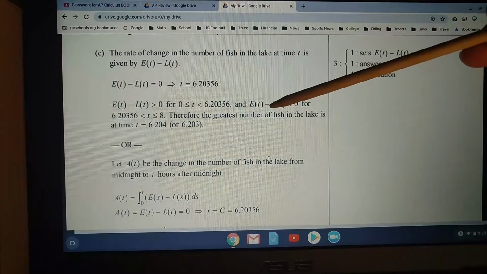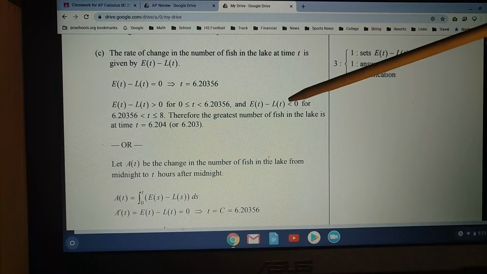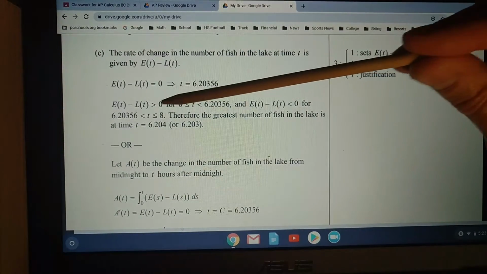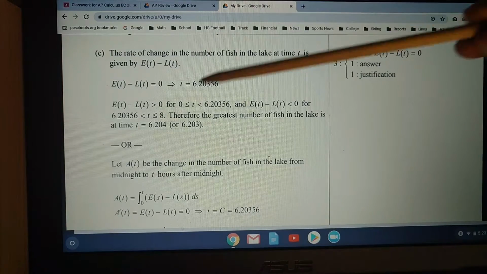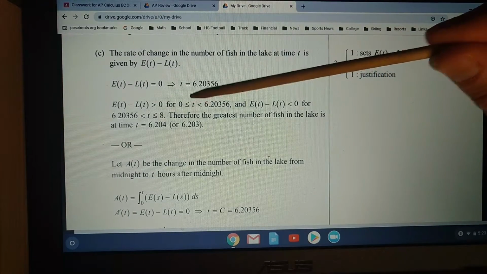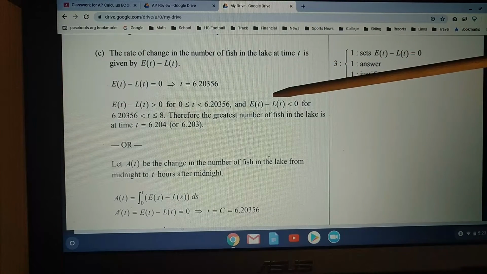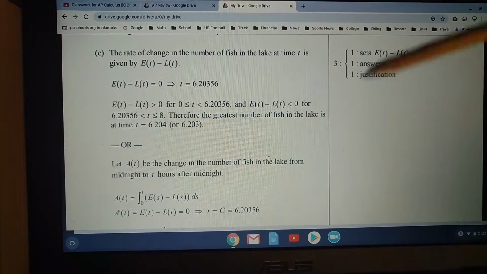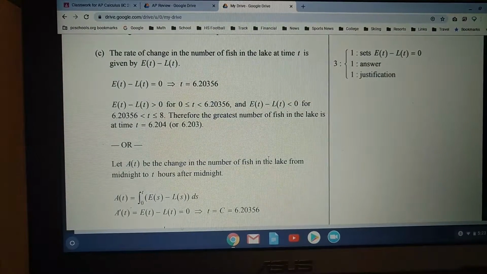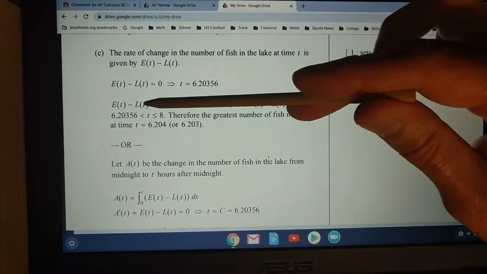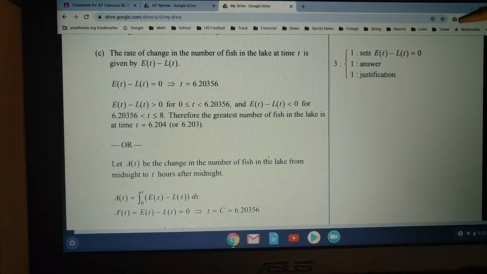And then if you justify that that is the point where there is the greatest number of fish in the lake, because the rate of change of fish in the lake is positive up until this time, and then the rate of change for the fish in the lake is negative after that time. Therefore, you can argue that. That's one possible way you could justify it. You'd have to explain that the difference between those, which is the rate of change of the fish in the lake, is positive, and then it changes to negative. So that's one way to do it.